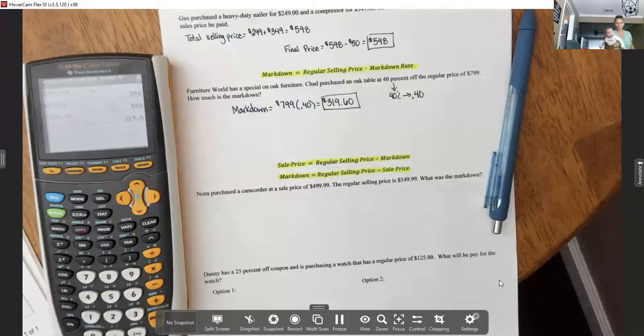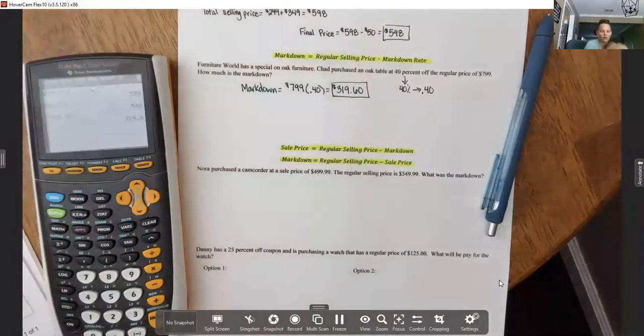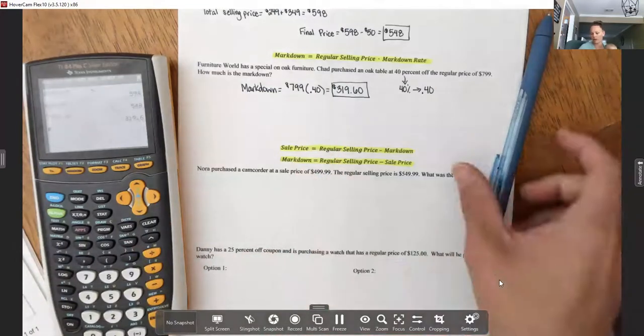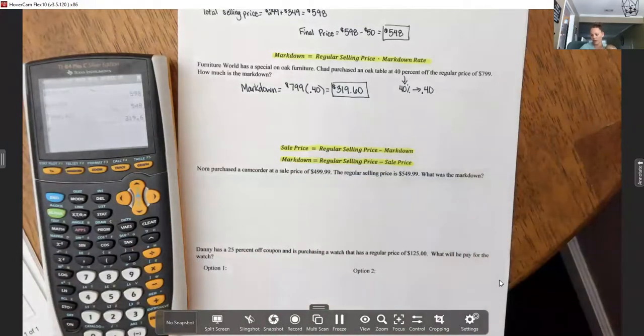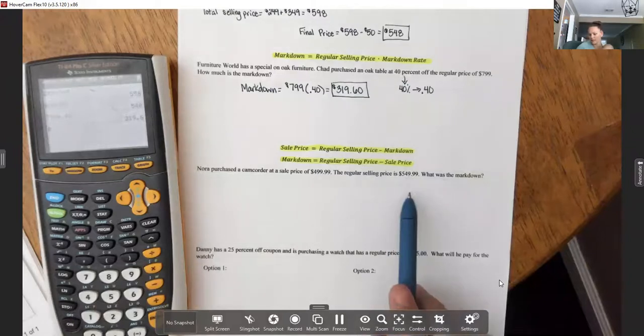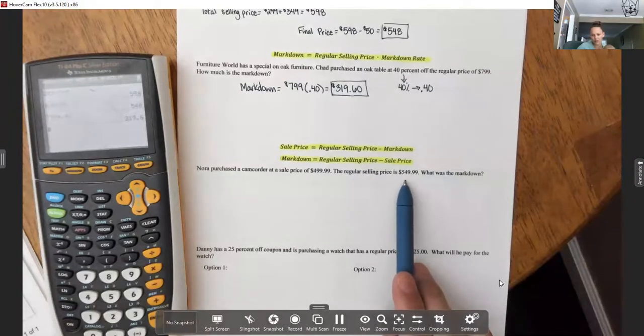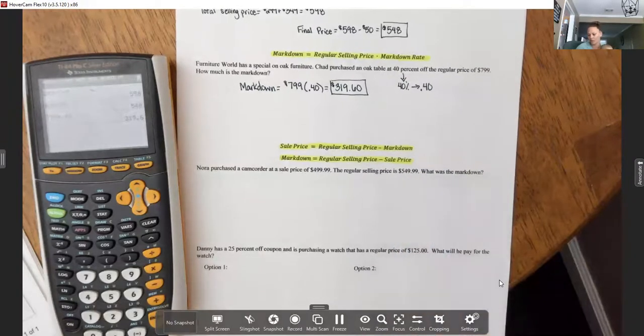All right. So down here, sale price is the regular selling price minus the markdown. And then the markdown is the regular selling price minus the sale price, depending on what one you're looking for. Are we looking for the sale price or the markdown? So Nora purchased a camcorder at a sale price of $499.99. The regular selling price is $549.99. What is the markdown?